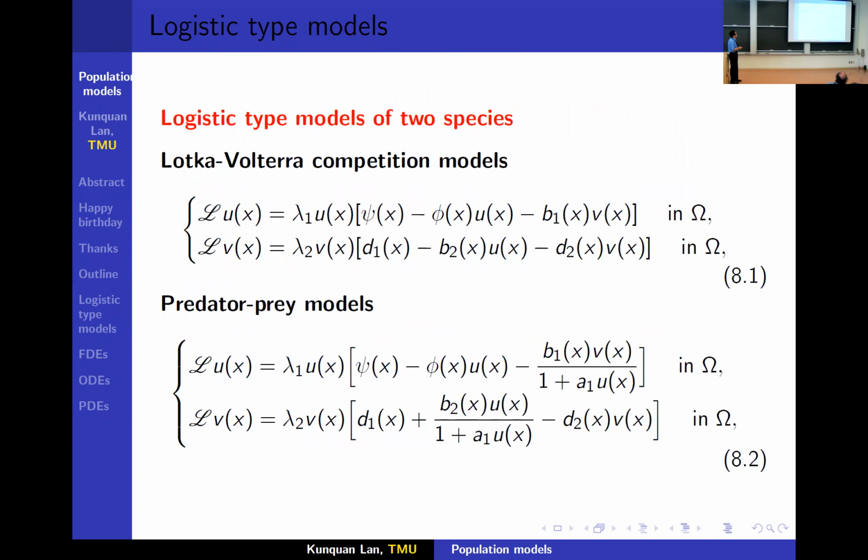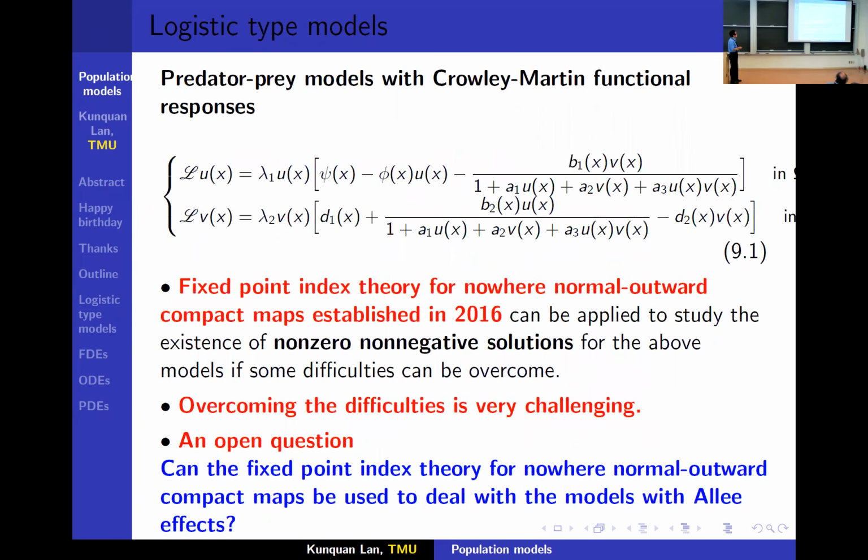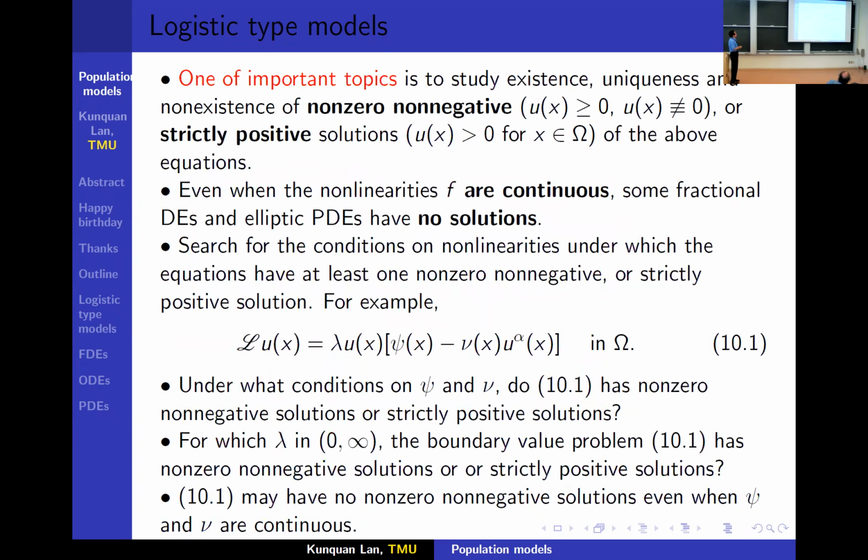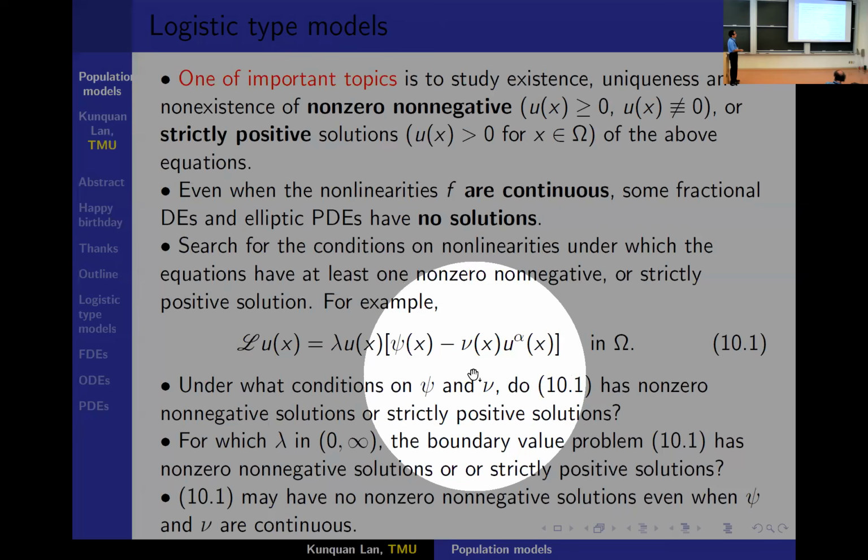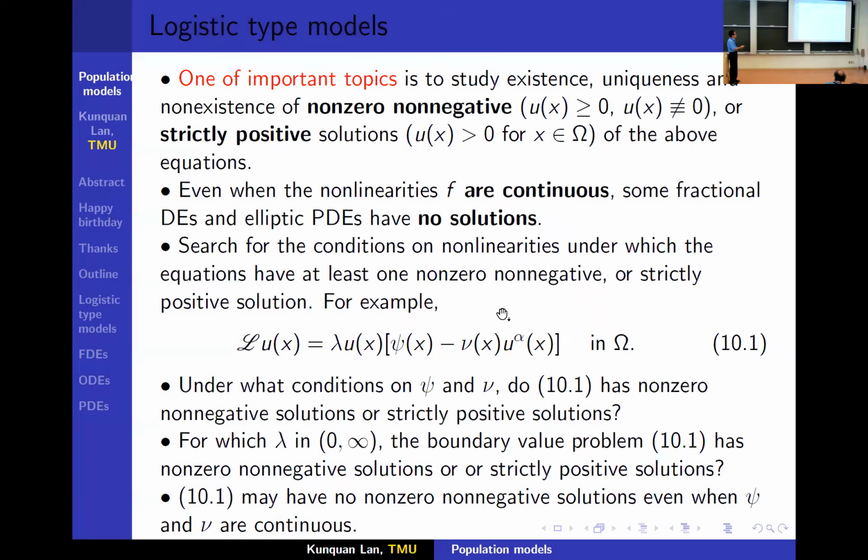So we need to search for which kind of function and what kind of lambda they have a solution. For example, for this one here, we need to decide and specify the nonlinearity and alpha. How can you justify the solution? And what's the lambda? Sometimes, for certain phi, there's no solution. And if phi is not continuous, there's more challenge as well.